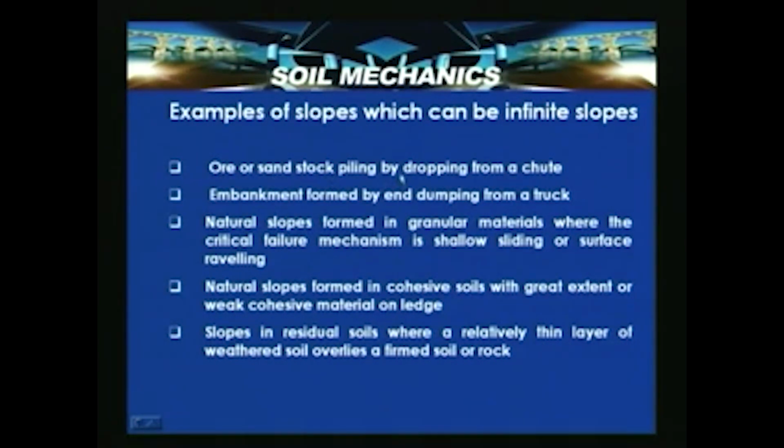ore and sand stockpiling by dropping from a chute, an embankment formed by end dumping from a truck, natural slopes formed in granular materials where the critical failure mechanism is shallow sliding or surface raveling, natural slopes formed in cohesive soils of great extent or a weak cohesive soil material on ledge, and slopes in residual soil where a relatively thin layer of weathered soil overlies a firm soil or rock. So, slopes formed by these processes can be considered as infinite slopes and analyzed using the method we are going to discuss for infinite slope stability analysis.